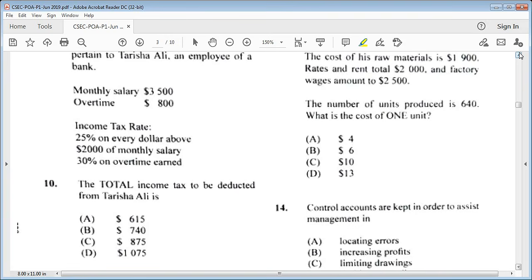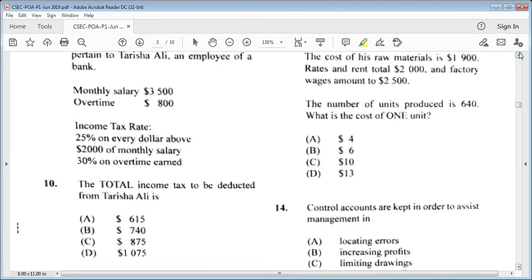The question says the total income tax to be deducted from Tarisha Ali is A, $615, B, $740, C, $875, or D, $1,075. Well, here deduction. So let's look at our income tax rate. It says 25% on every dollar above $2,000. So therefore, we are going to have to find 25% of $3,000. So when we find 25% of $3,000, we got $875.